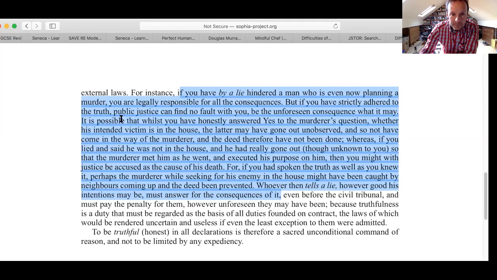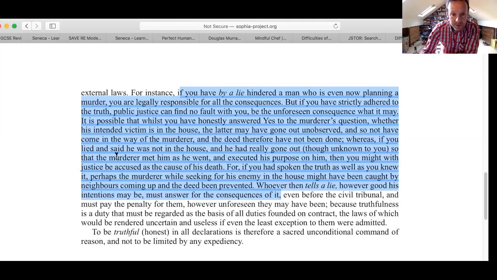However, he says, it's possible that while you honestly answered yes to the murderer's question, whether his intended victim is in the house, the latter may have gone out unobserved and so have come in the way of the murderer, and the deed, therefore, would not have been done. So unbeknown to you, your father's taken a runner out the back door of the house, there's no consequences negatively that follow from it because he's not in the house.